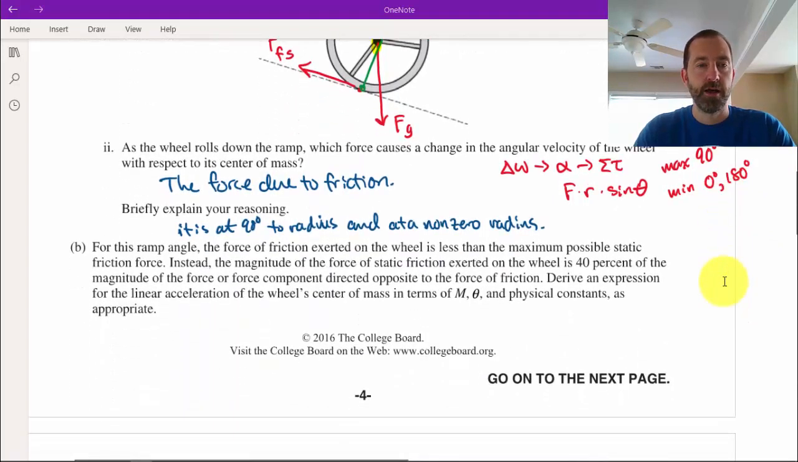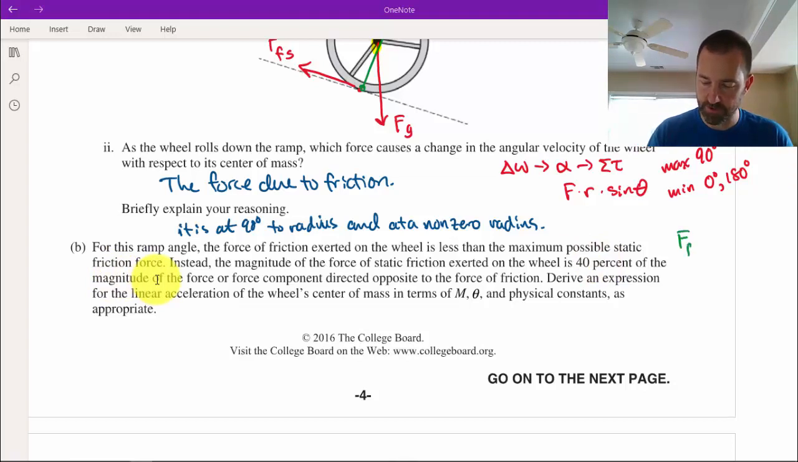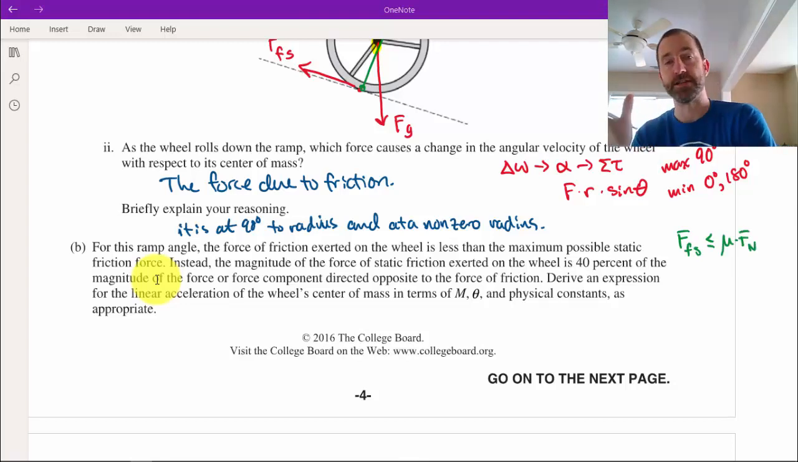Part B, it says for this ramp angle, now just so you know, I've read this before. The way this is worded, there's some bad language in it. It's just kind of like, wait, what? So it says for this ramp angle, the force of friction exerted on the wheel is less than the maximum possible static frictional force. Okay, that makes sense. Over here on the side, I'll write the equation. We know that the force of static friction is going to be less than or equal to mu times the normal force. So they're saying that we're on that less than side. So there's still more friction to be had.